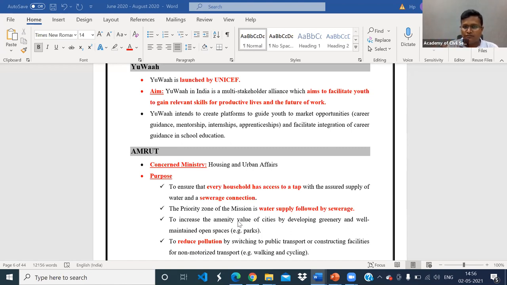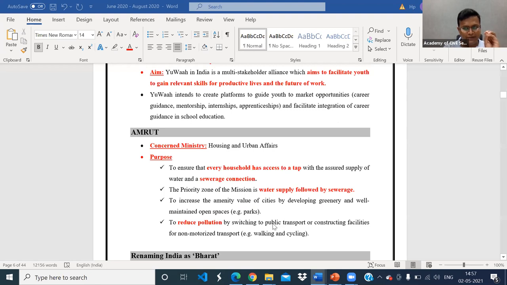This plans to give access to a water tap, assured supply of water and a sewerage connection. That is, drinking water will be provided, and wastewater drainage will also be provided for each house in the urban area. That is the Amrit scheme, and I hope you got it. Water supply plus the sewerage facility connection will be under the Amrit scheme. It is for urban India. Jal Jeevan Mission is for rural India. Then all over India, we will have pure drinking water. Am I right?